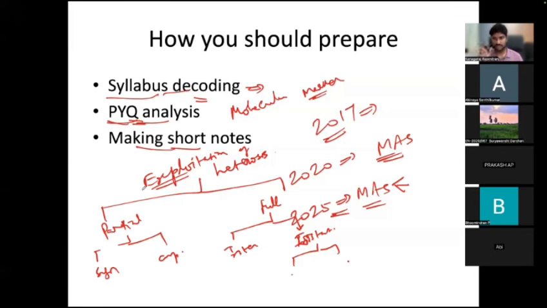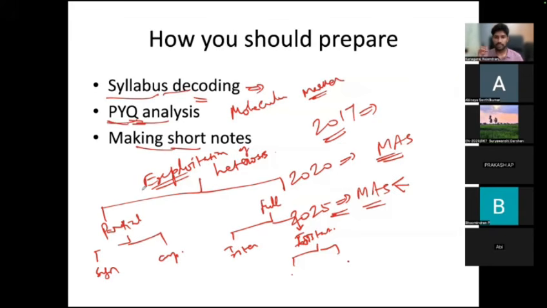Because many students face this problem. While writing the answer in the exam, they forget everything, right? So whatever hard work they put in while preparing or making notes, everything. But at the time of writing the exam, so many students give this feedback: Sir, I forgot everything. I am unable to recollect any points.